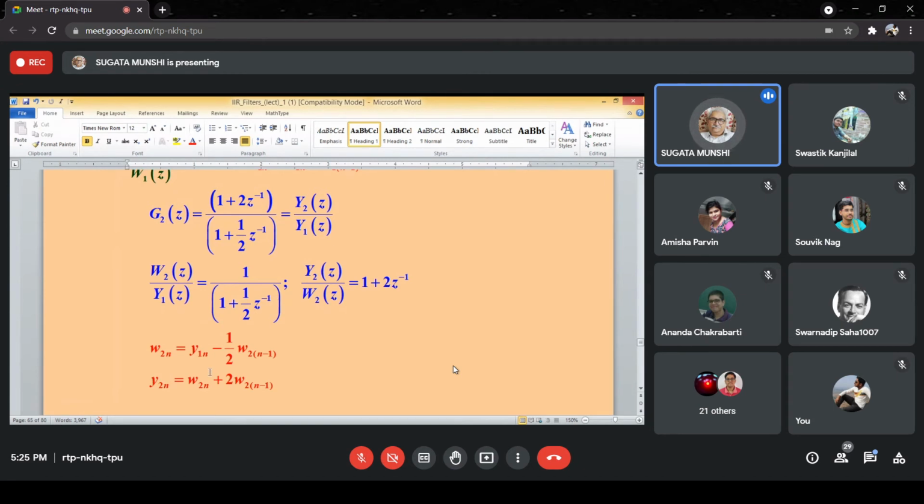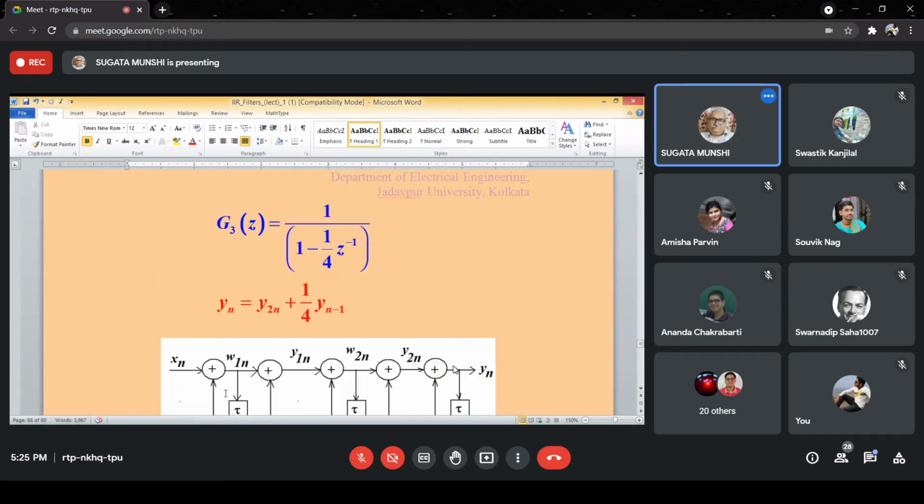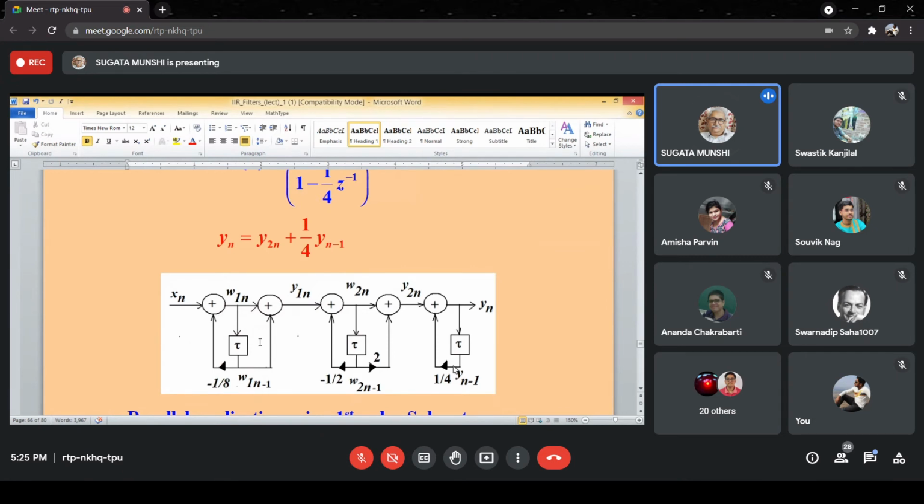So from here also you get two difference equations, w2n in terms of y1n and w2n minus 1, and y2n in terms of w2n and w2n minus 1. For g3z, you have this lone equation. So that is the structure, cascade structure.